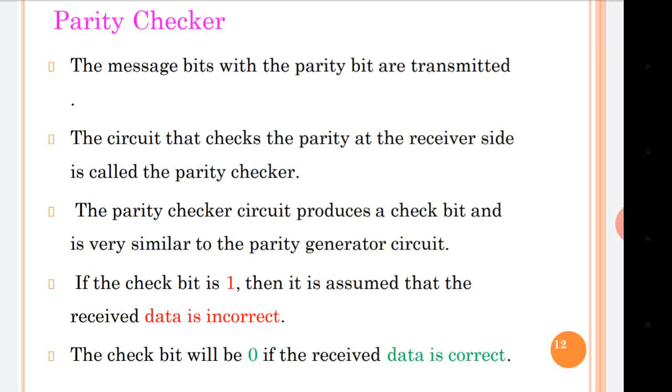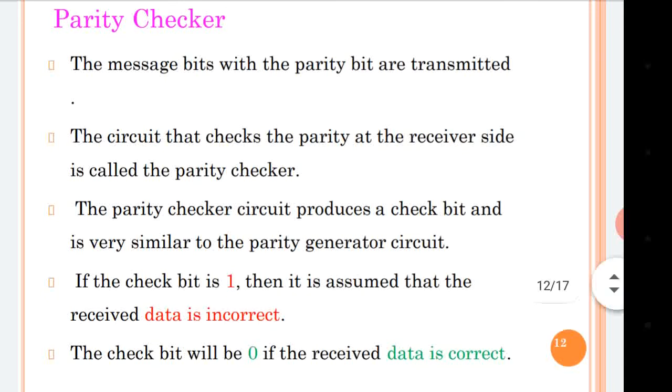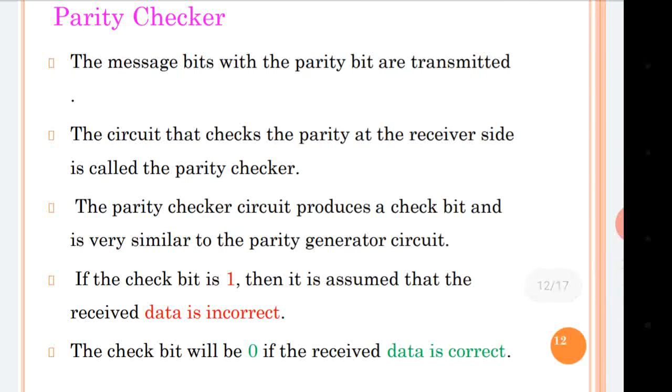The message bits with the parity bit are transmitted. The circuit that checks the parity at the receiver side is called a parity checker. It produces the check bit, and is very similar to the parity generator circuit. If the check bit is 1, the received data is incorrect, that means there is some error. And if it is 0, the data is correct.